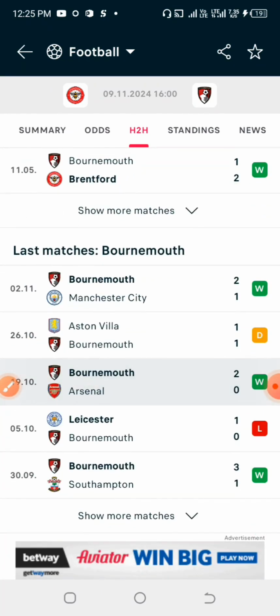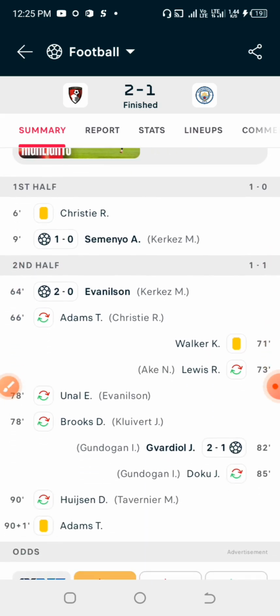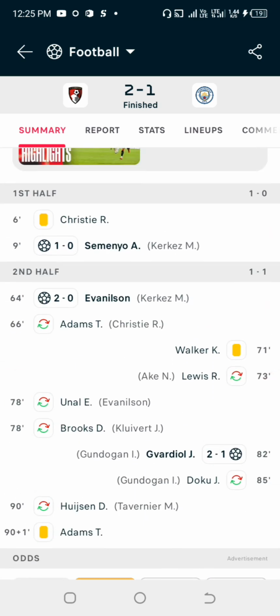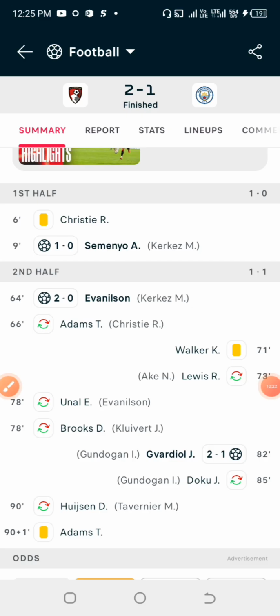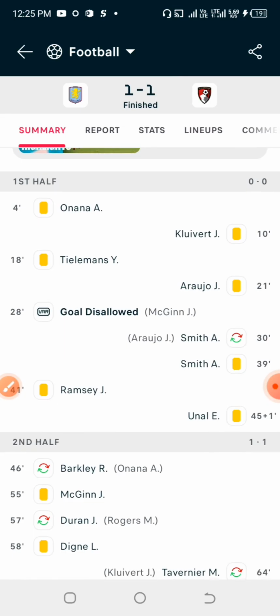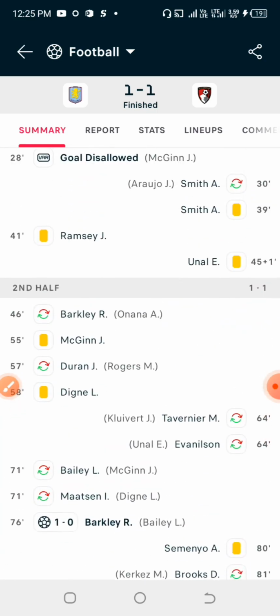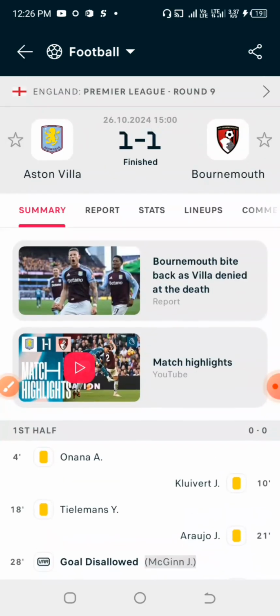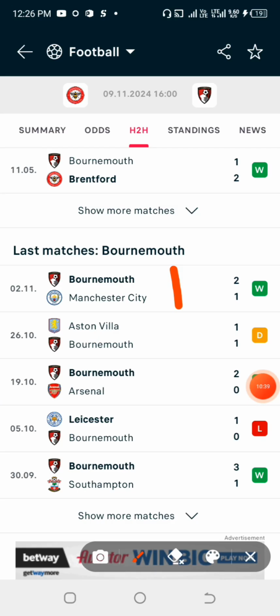So now we are going to move on to the away team to check their last 5 games, also to check if at least they were able to have enough yellow cards in the games. So now looking at Bournemouth, in the last game they had against Manchester City, they had just 2 yellow cards. And checking against Aston Villa, they had 1, 2, 3, 4, 5, 6. Alright, okay. They had 6 yellow cards against Aston Villa, and adding the 2 that they had against Manchester City, we get 8 yellow cards from that.